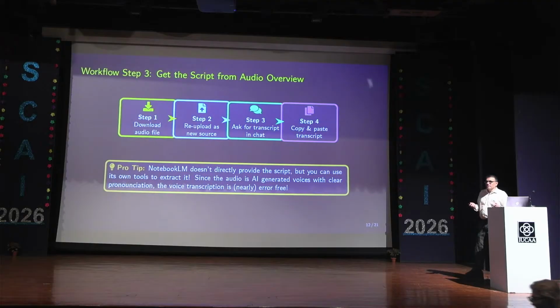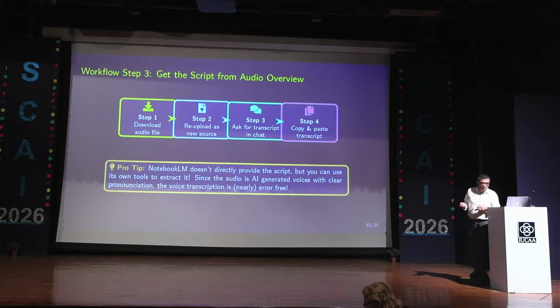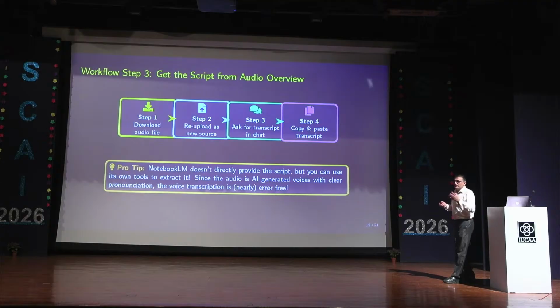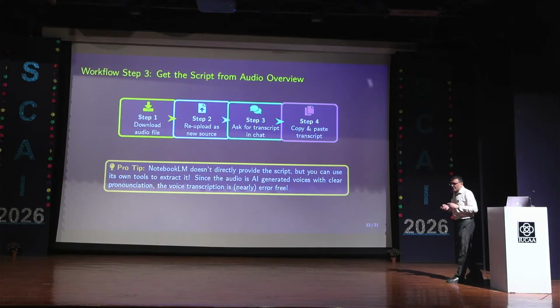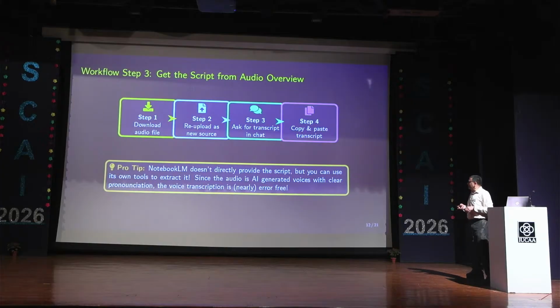So what you do now is try to get the script from the audio overview. So you download the audio file, which you can always do in Notebook LM, then re-upload it as a new source, either to the same notebook or to a different notebook. And then just tell Notebook LM, give me a transcript of this chat. Okay? Since the chat is actually AI generated, the audio overview itself is AI generated, it's got AI generated voices with very clear pronunciation, the voice transcription that you will get out is nearly error-free. So you just have to look through it.